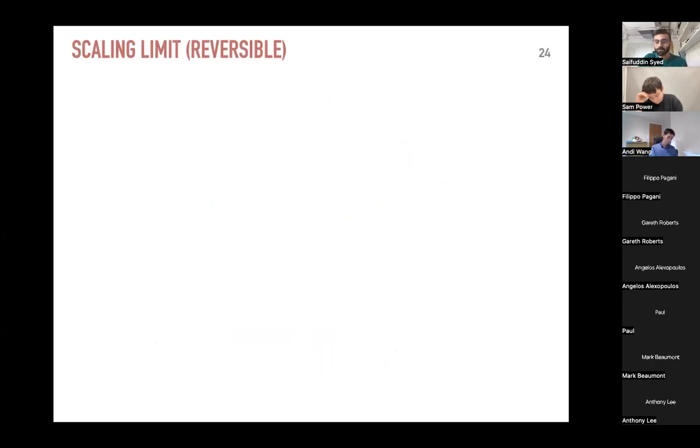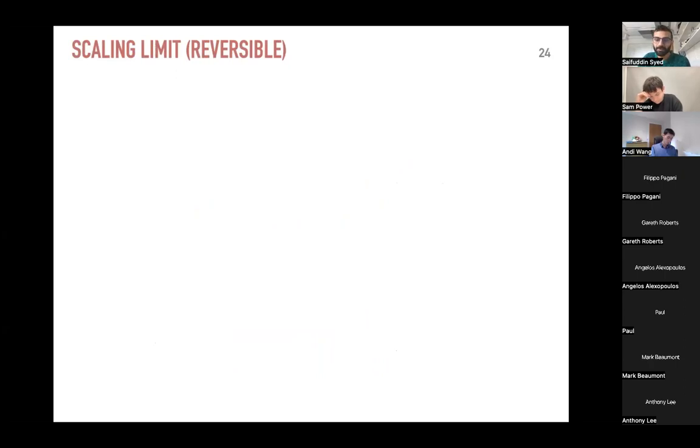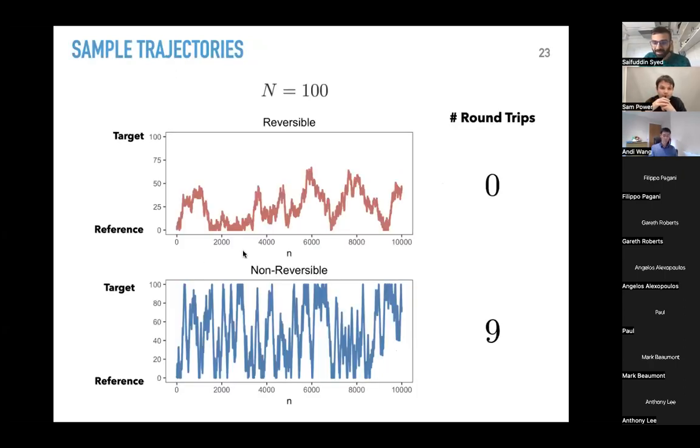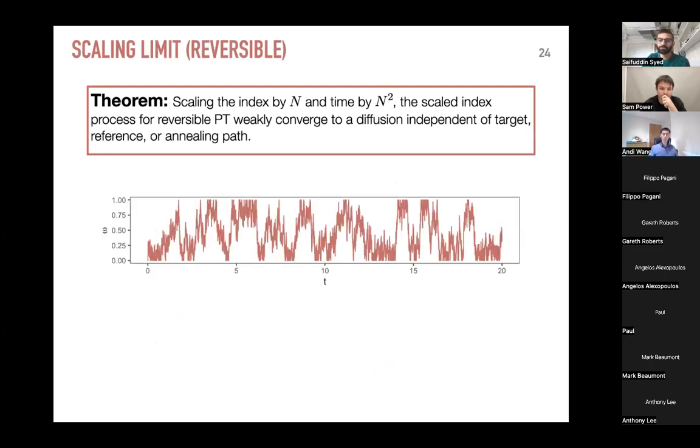So we can actually fully characterize these scaling limits. In the case of reversible PT, if you take this x-axis and speed it up by a factor of n squared, and you scale the y-axis so that it's between 0 and 1 instead of 0 and n, you can show that these trajectories converge to a diffusion. It ends up being a Brownian motion on the interval 0, 1 with reflective boundary conditions.